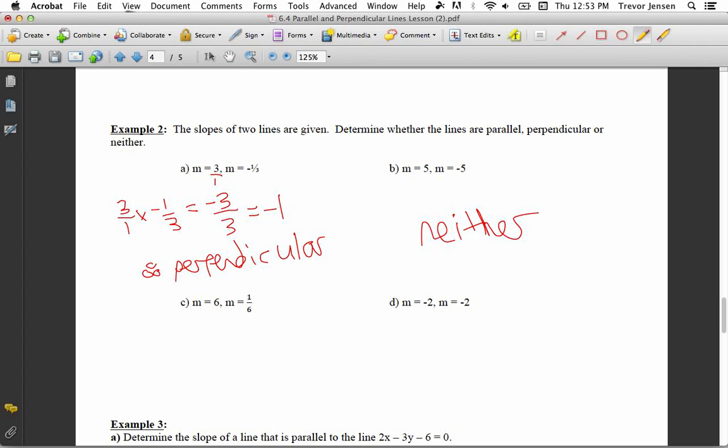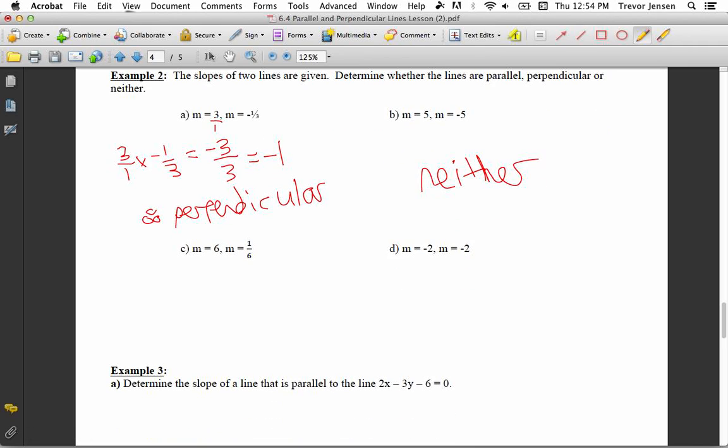Part C, a slope of 6 and a slope of 1 over 6. Well, they're not parallel because they're not the same slope. You can check, maybe they're perpendicular. You should know a slope that's perpendicular to 6 would be the slope that has been flipped, so it has become 1 over 6, and the sign has been changed, so it should be negative. This slope right here is not negative 1 over 6. It's positive 1 over 6. So these lines are neither parallel nor perpendicular either.